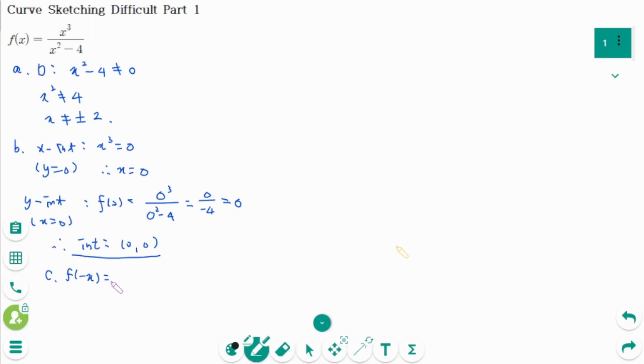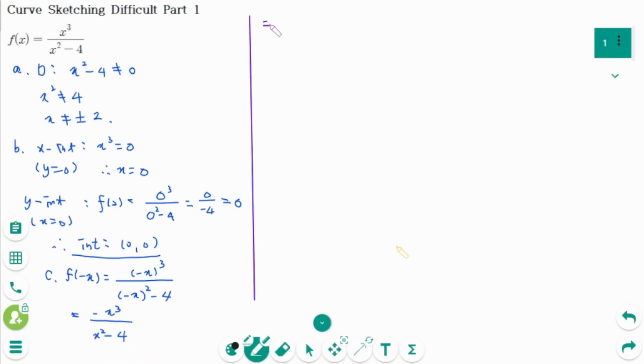f of minus x equals minus x cubed over minus x squared minus 4, which equals minus x cubed over x squared minus 4, which equals minus f of x. That means f of minus x equals minus f of x. So f is an odd function. The graph has symmetry about the origin.